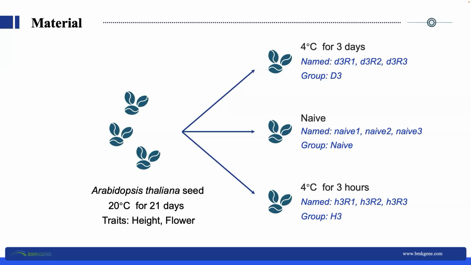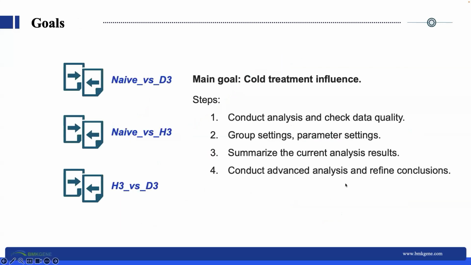And we have 2 tissues, heads or flowers. I want to find how cold treatment influences plants and which genes play the main role. Here I set 3 DEG analysis compare groups: naive versus H3, naive versus D3, and H3 versus D3. Our main goal is to analyze the impact of cold stress on plants by examining gene expression.